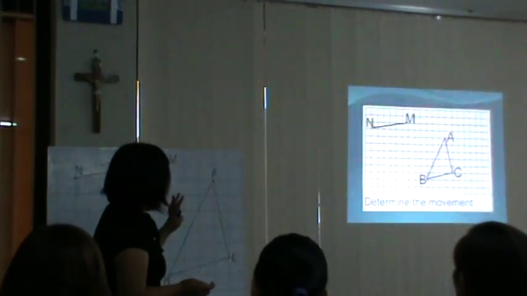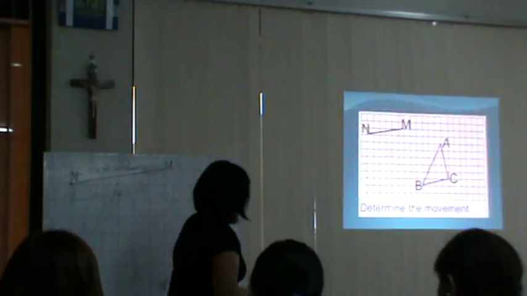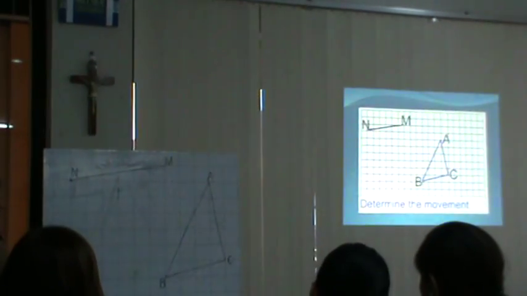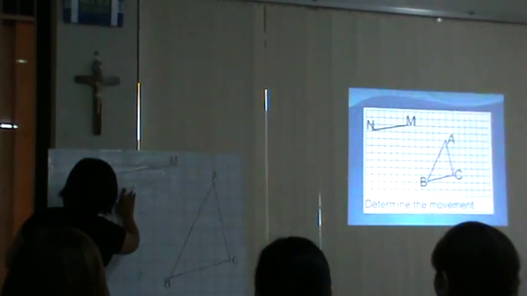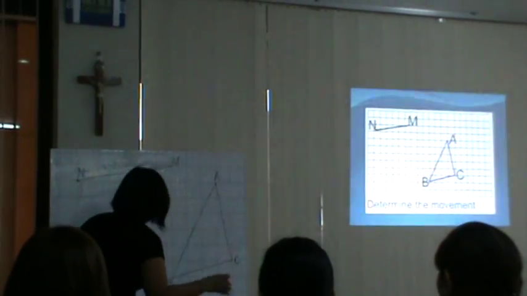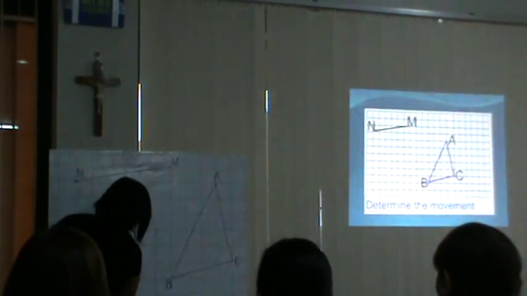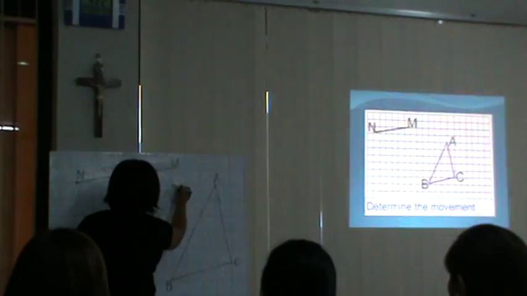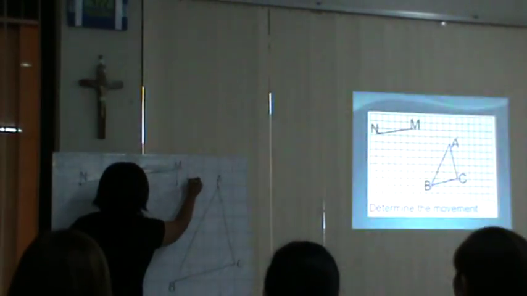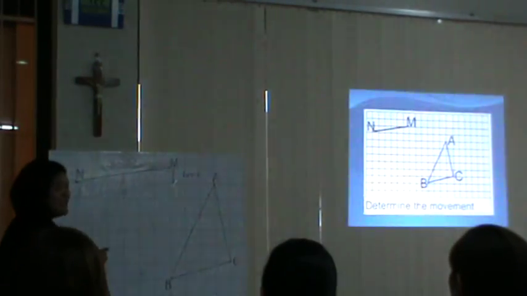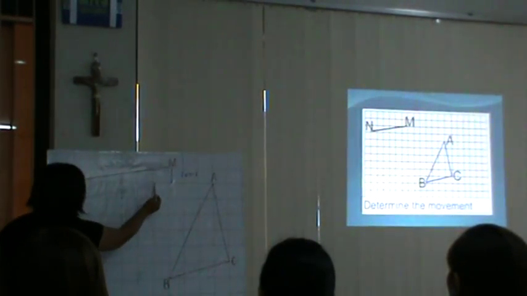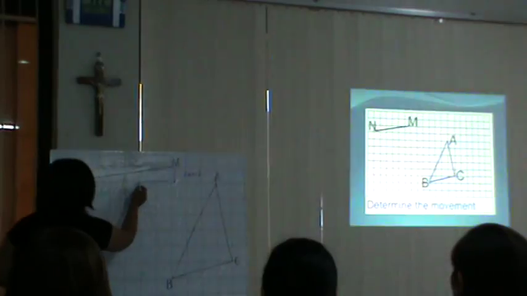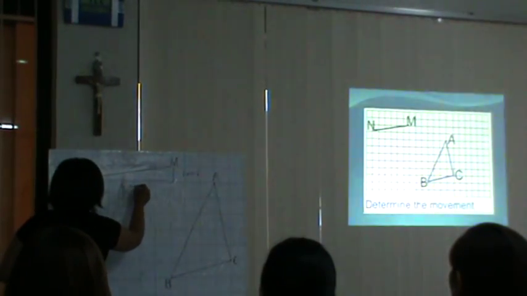Okay, can I ask again? First is to determine the movement. So what do you think is the movement? Okay, the movement is to go down 1 unit, right? And then move to the left, how many units? 1, 2, 3, 4, 5, 6 units. Okay, so that's what we are going to follow.